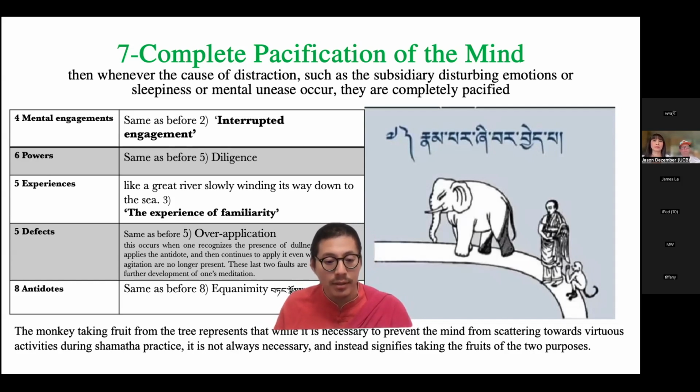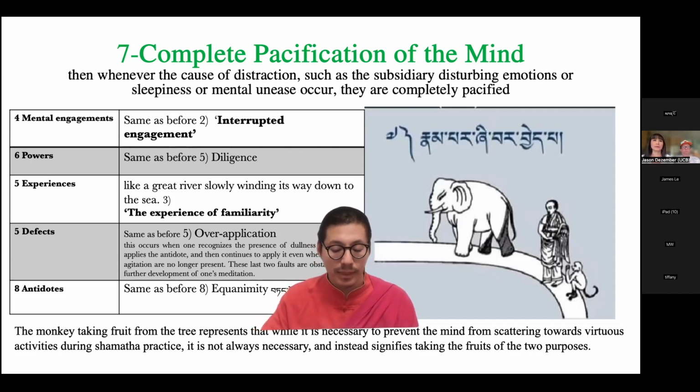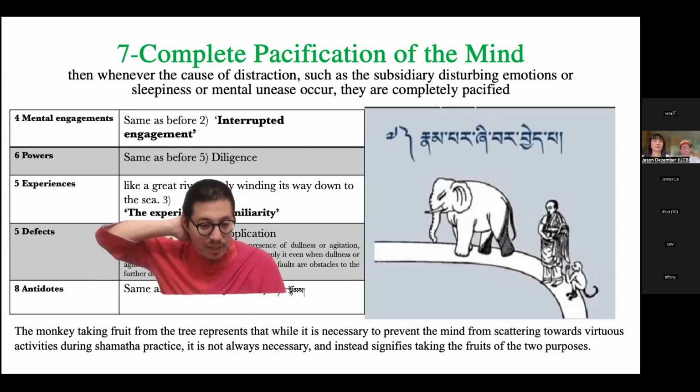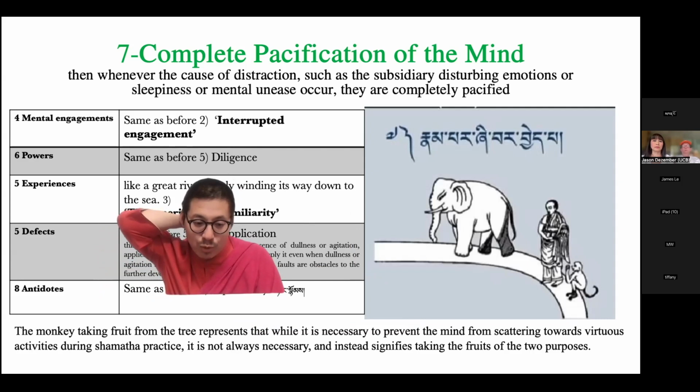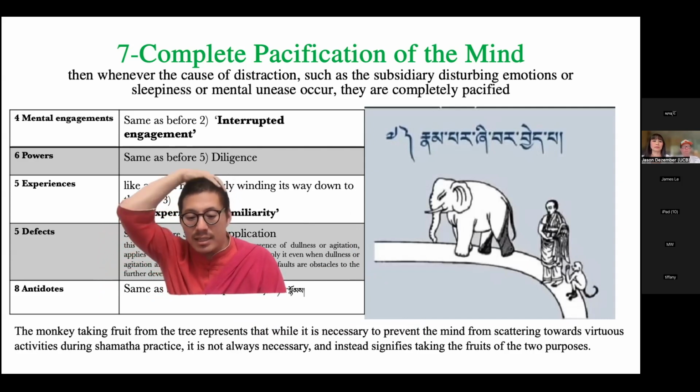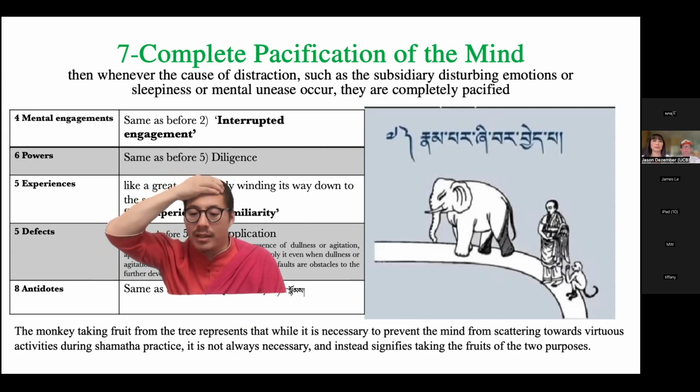So again, still moving, but it's not like moving through the deep gorges. And then the defect here, or the fault here, is over-application. So when over-application occurs, we have to apply the antidote, same as before, equanimity. Another thing that you will see in the shamatha diagram is a monkey taking the fruits. You also see some fruit trees. So, a monkey plucking the fruits from the fruit tree. That represents that it is necessary to prevent the mind from scattering towards the virtuous activities during the shamatha practice.